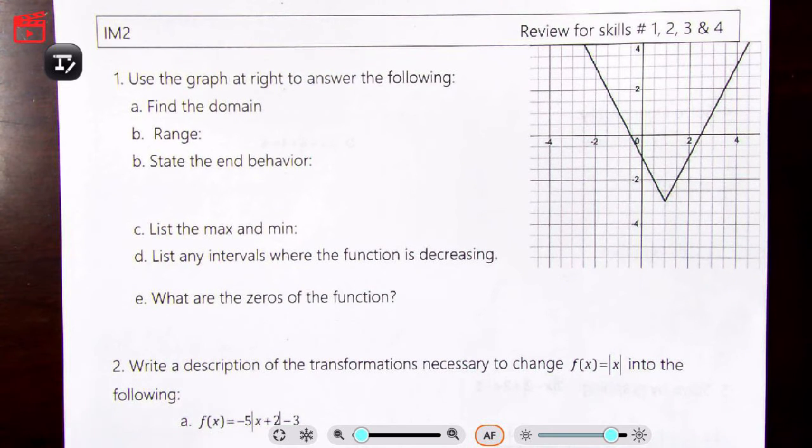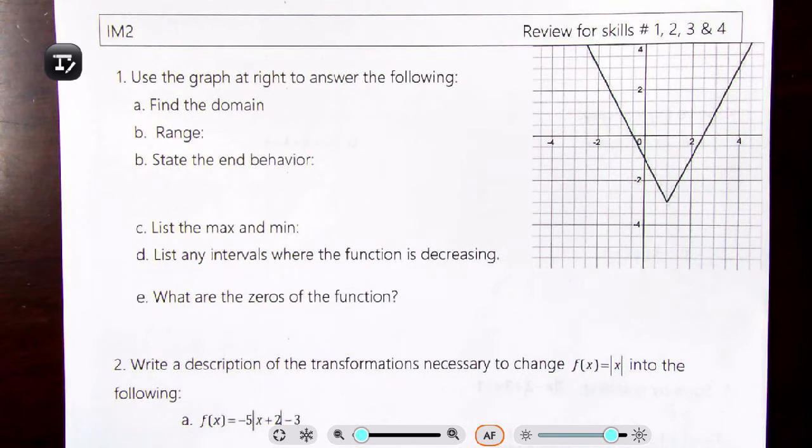This is not all of the review. This is just for skills 1, 2, 3, and 4, and then we'll be able to do a separate video for the remainder skills, which is adding, subtracting, multiplying polynomials. All right, let's go ahead and jump right in.